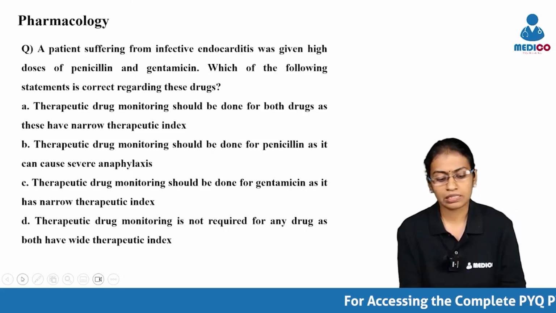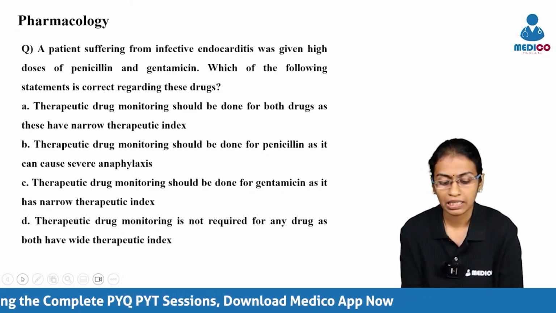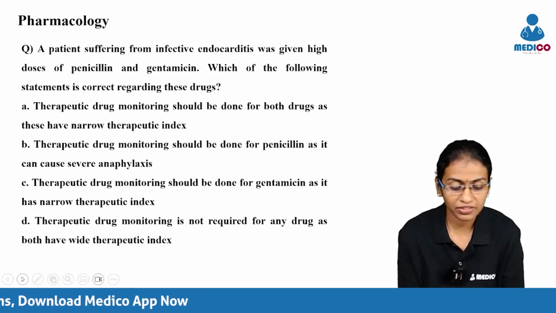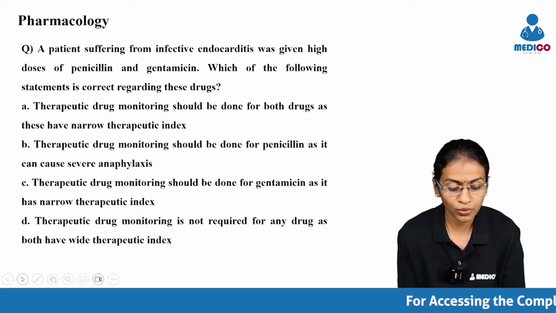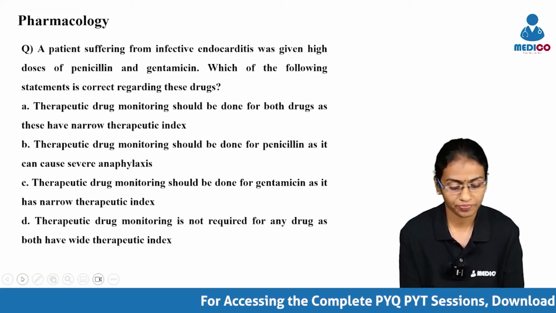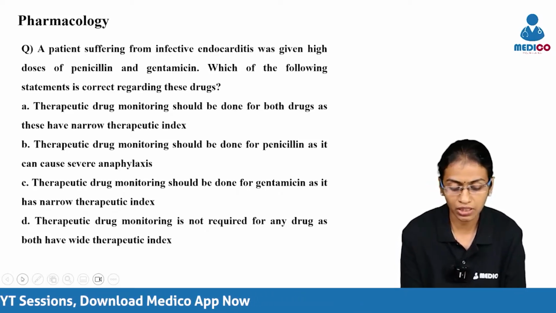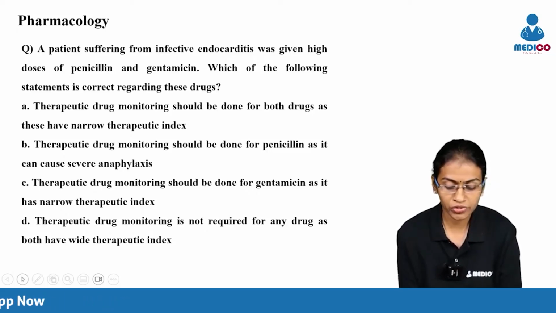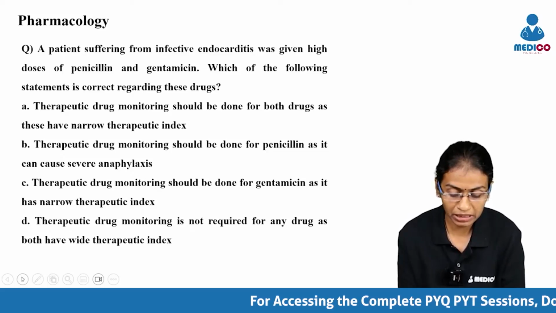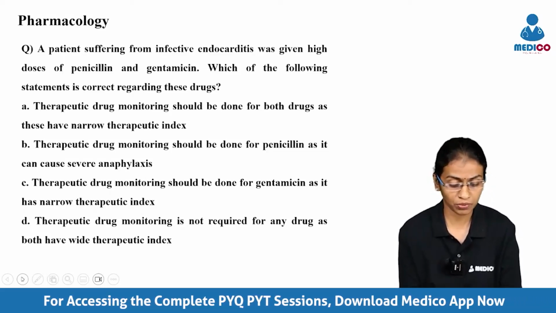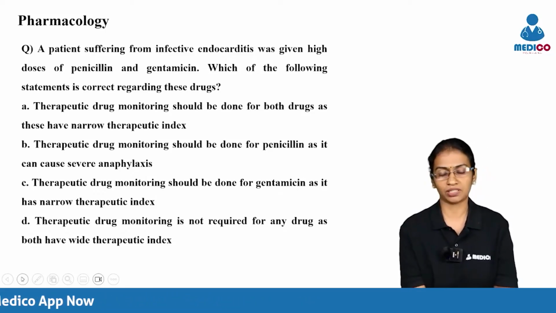The next question is related to your therapeutic index. A patient suffering from infective endocarditis was given a high dose of penicillin and gentamicin. Which of the following statements is correct regarding these drugs? Therapeutic drug monitoring should be done for both drugs as these have a narrow therapeutic index. Therapeutic drug monitoring should be done for penicillin as it can cause severe anaphylaxis. Therapeutic drug monitoring should be done for gentamicin as it has a narrow therapeutic index. Therapeutic drug monitoring is not required for any drug as both have a wide therapeutic index.